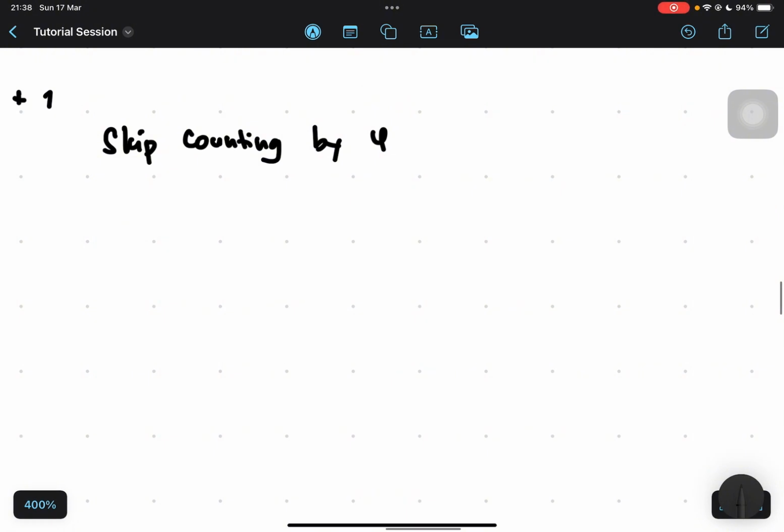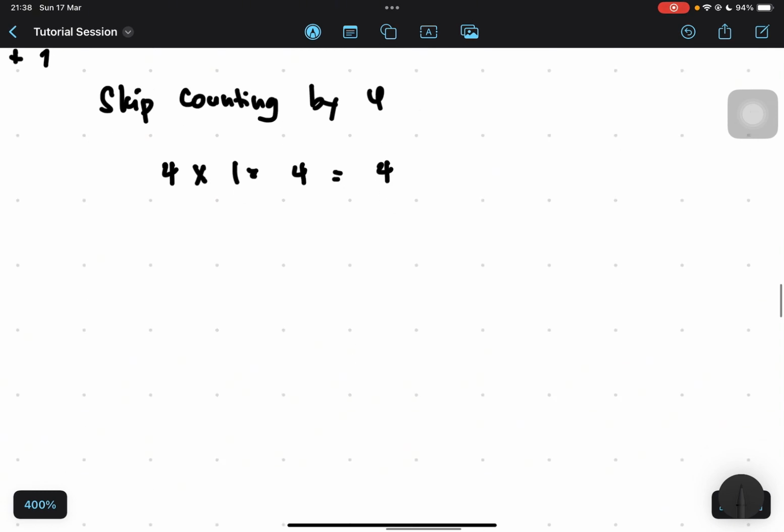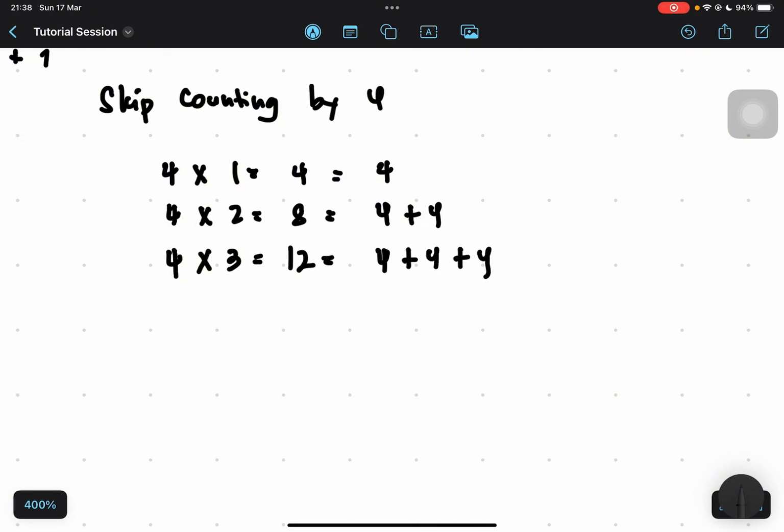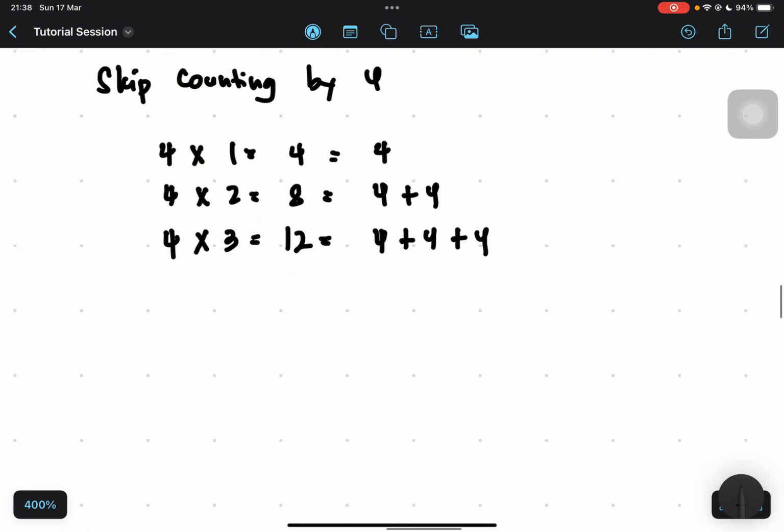So for skip counting by 4, it's also the same. When we multiply 4 and 1 it becomes 4, so there is only one 4 in that equation. When we multiply by 2, it becomes 8, so we add 4 two times. Then if we multiply by 3, it becomes 12, so that is 4 added by 4 added by 4. Or we should interpret this as we add 4 three times.